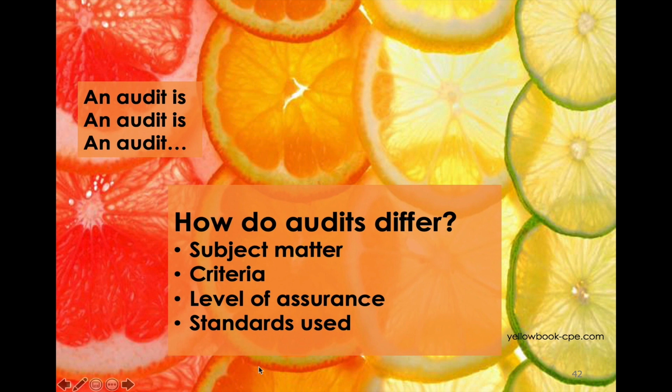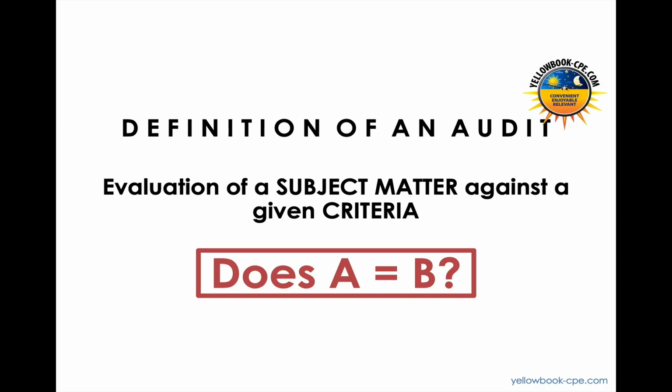Now, I'm not going to talk about these last 2 because I have other videos that talk about that, but I do want to talk about the subject matter and criteria to further refine our discussion of what a performance audit is. So again, an audit is the evaluation of a subject matter against a criteria.